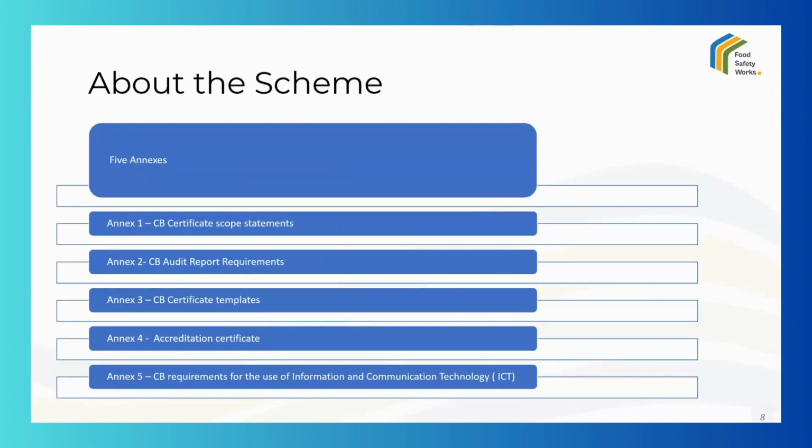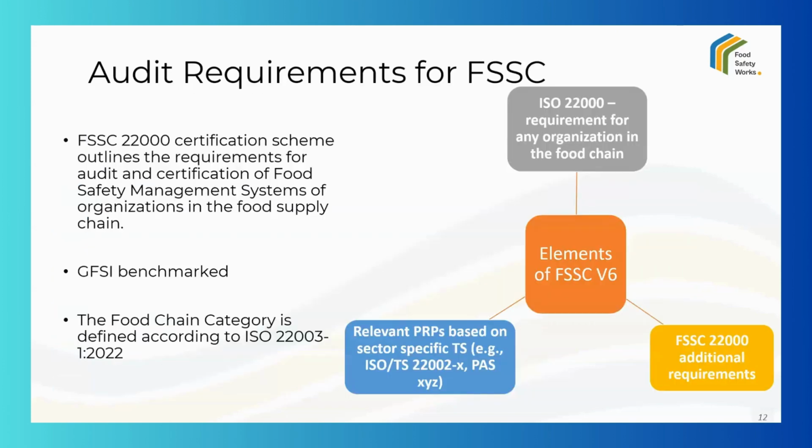Wherein now, instead of the 2 annexures which were there earlier, we have 5 annexures which have been added. Okay, the scope statement, saying how you put it and what you include, the audit report requirements, the certificate templates, the accreditation certificates, and also what type of information and communication technologies can be used and how they are to be used when the certifying bodies are conducting these audits. So these are the new annexures, instead of the 2 annexures.